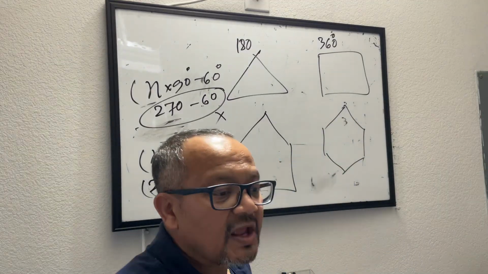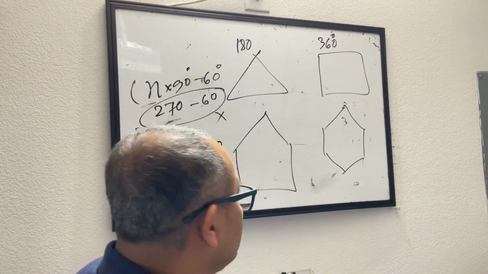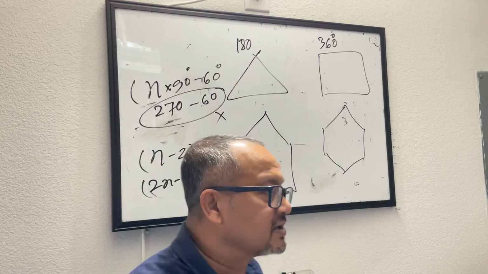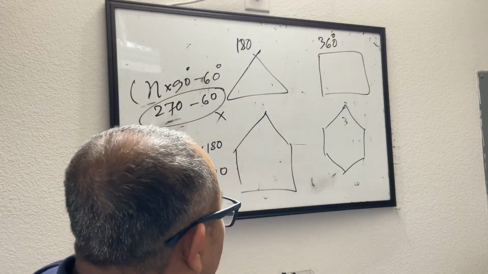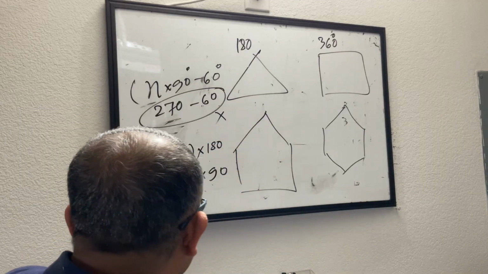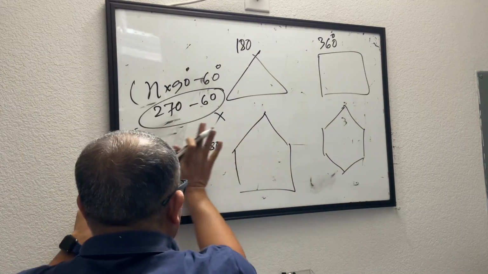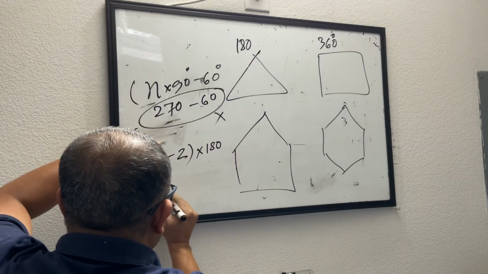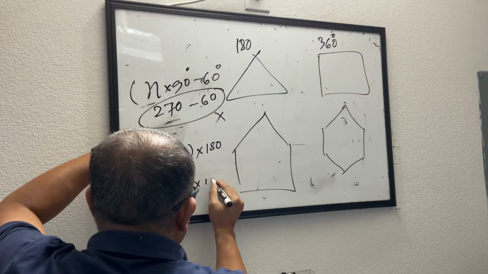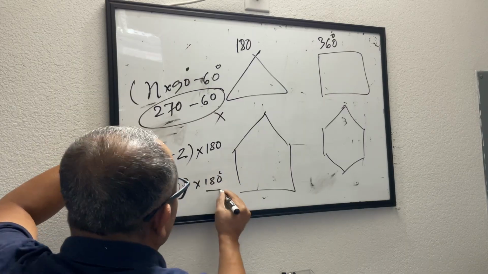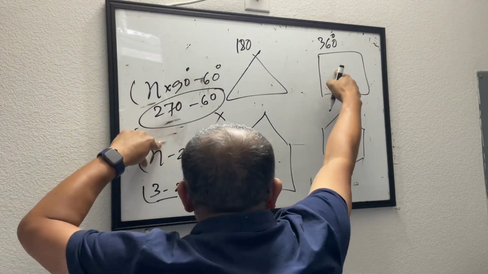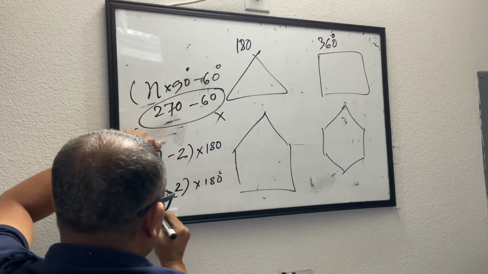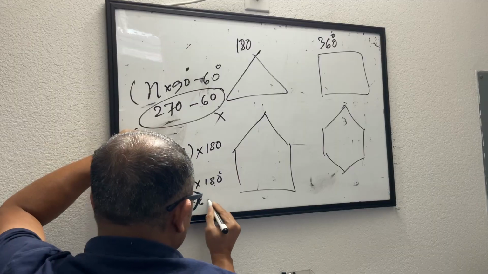So here, this becomes a formula that you would want to keep in mind. That will help you find the sum of interior angles for any polygon. Let's say I'm talking about a triangle, n minus 2. N is the number of sides, so 3 minus 2 times 180. 3 minus 2 is 1 into 180. Perfect. Let's say n is 4. So 4 minus 2 into 180. 4 minus 2 is 2 into 180, 360.